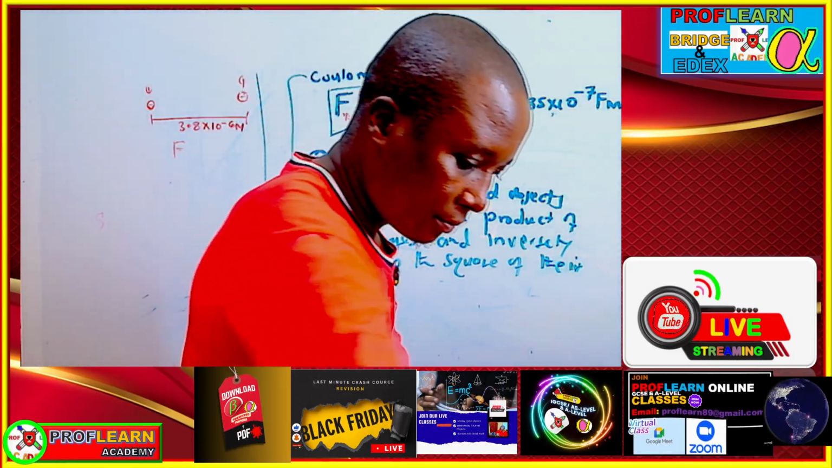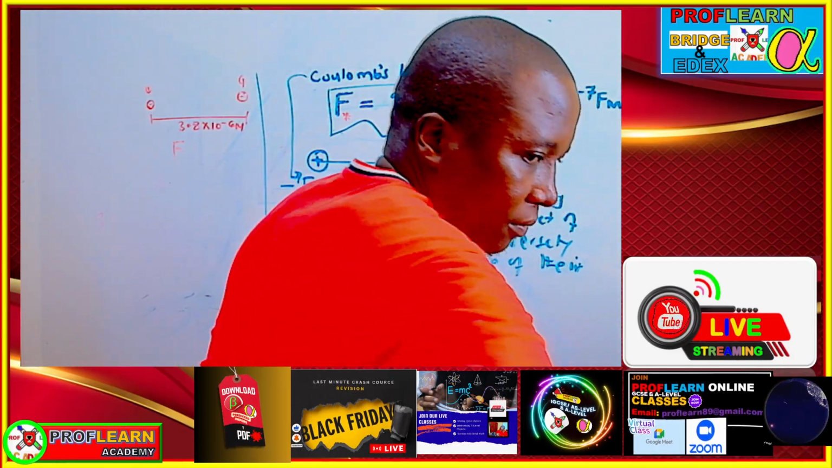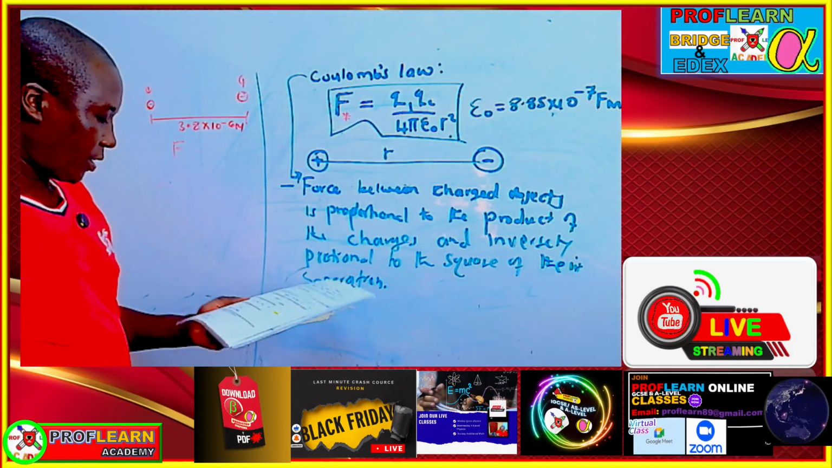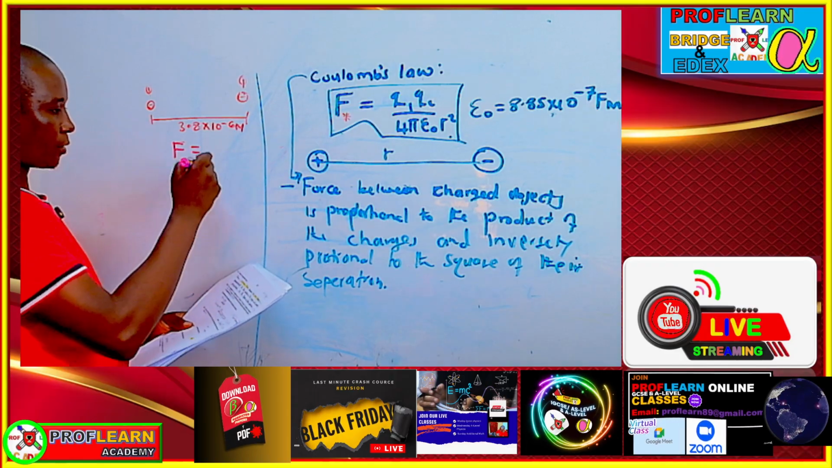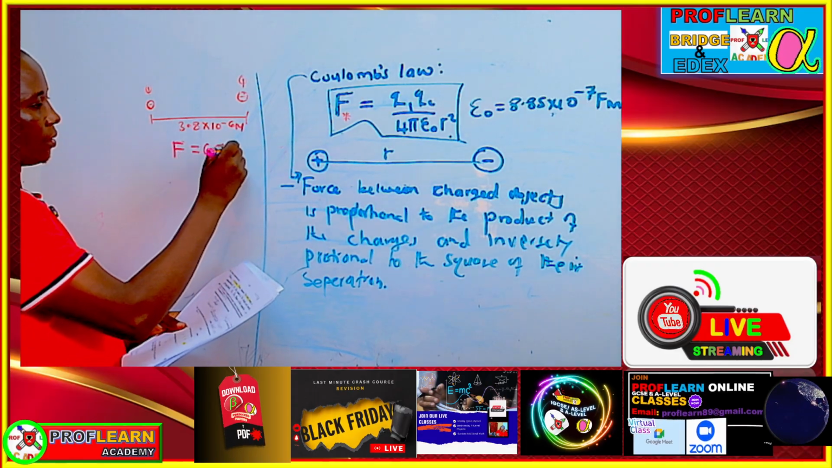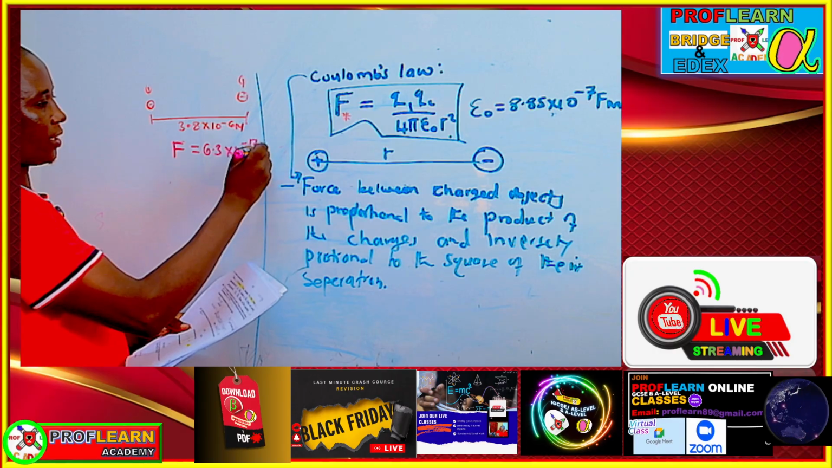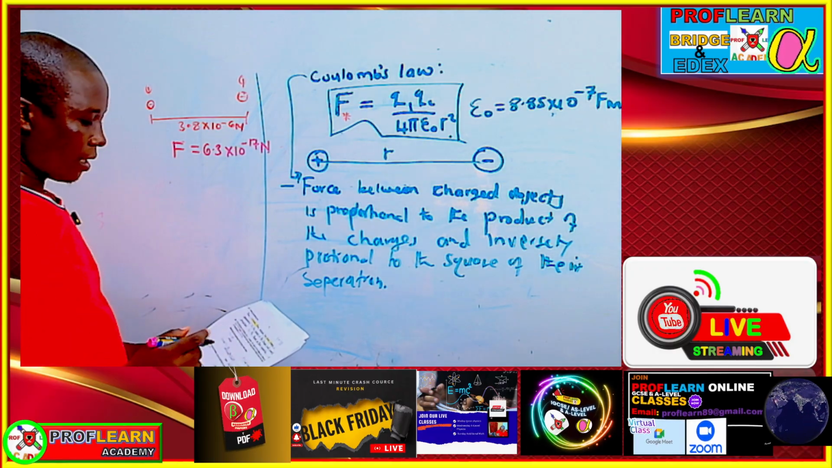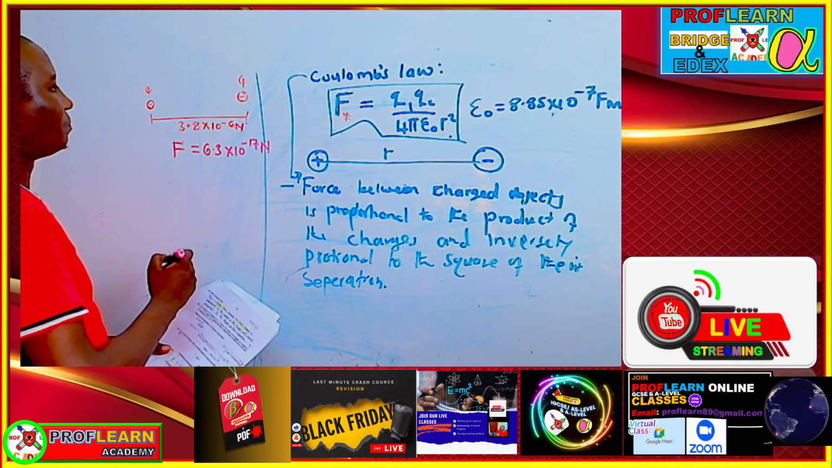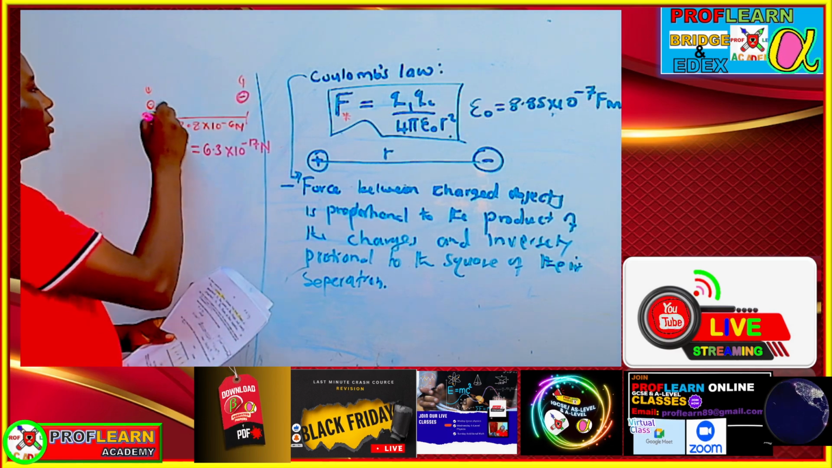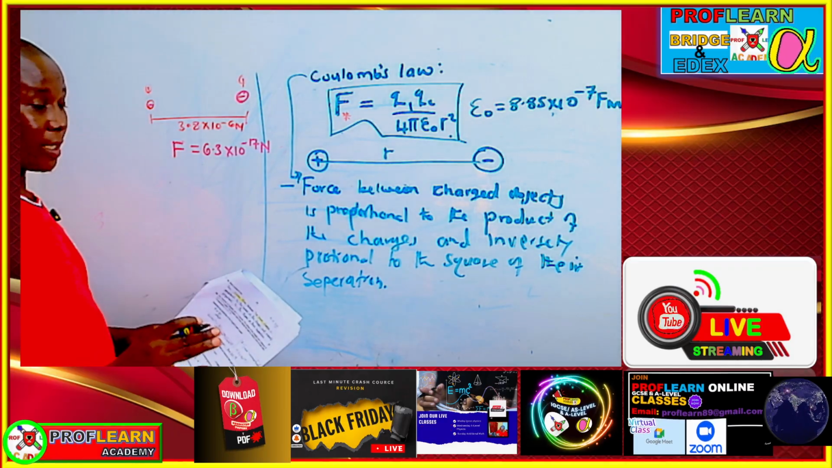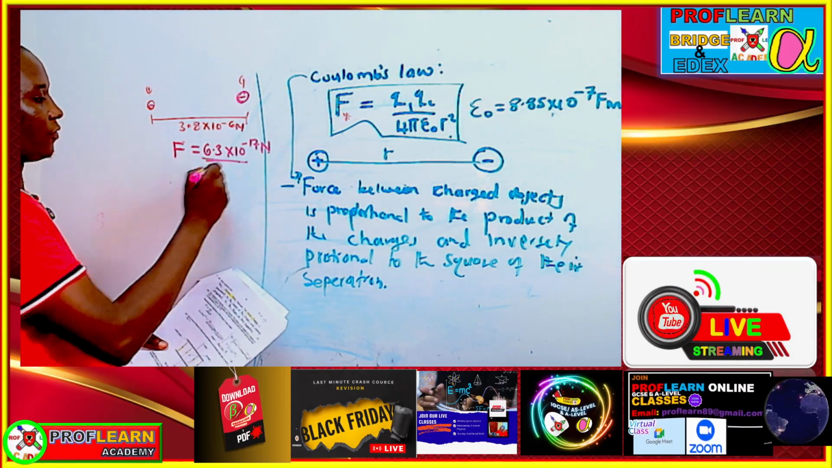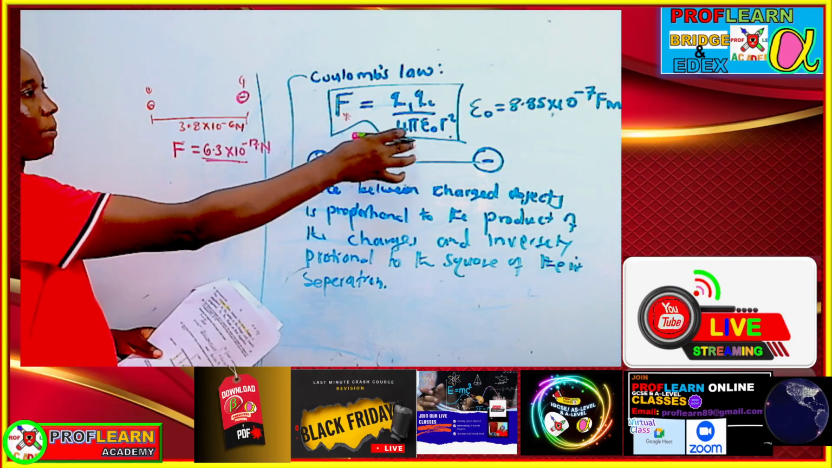The force given in this question was 6.3 times 10 raised to the power negative 19 newtons. It can be positive or negative, but we are dealing with the magnitude of the force given here. So we can apply this formula.